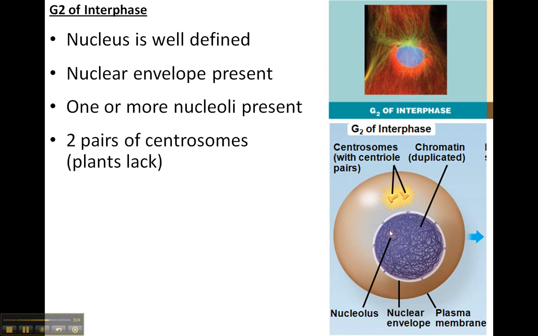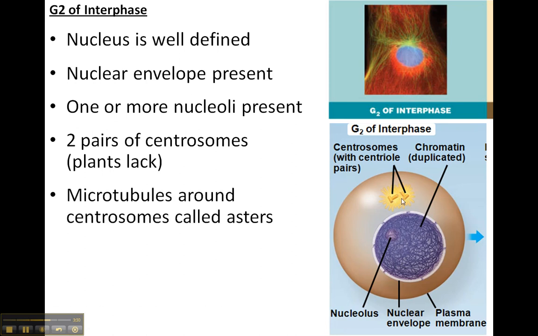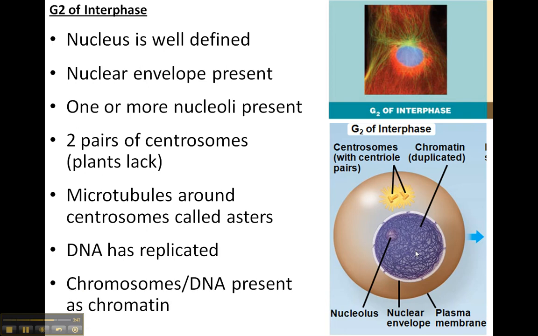There are two pairs of centrosomes. Remember that plants lack those. Those are not present in plants. And then there are a bunch of microtubules surrounding those centrosomes, and we call those asters. The DNA has replicated at this point because G2 is after the S or synthesis phase. And the form in which the DNA is present is as chromatin material.